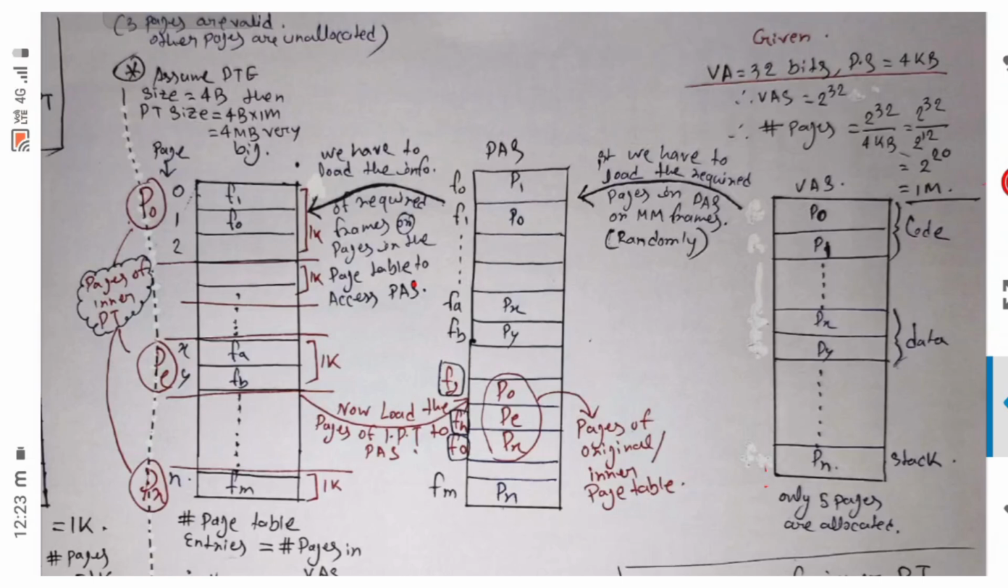Like the normal paging technique, at first we have to load the required pages. Suppose the virtual address space has 1 million pages, but in those 1 million pages we only have the code section, data section, and stack section pages. So first we have to load those pages into the main memory frames, or physical address space, randomly. Like page 1 is located in frame 0, page 2 is located in frame 1, in this manner.